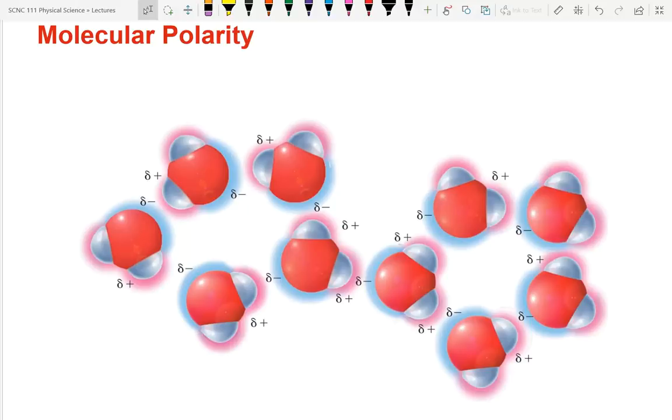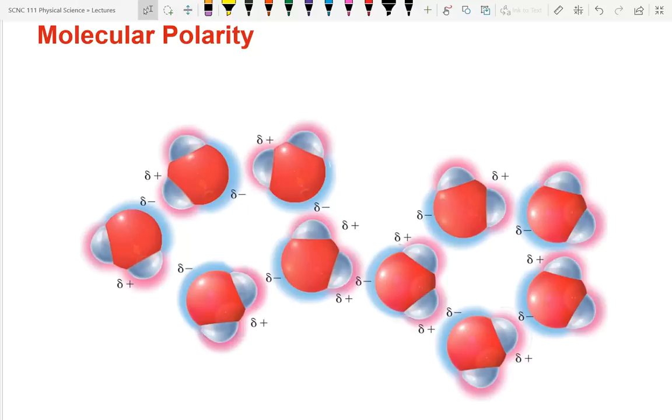They're free to move about so they can rotate. If my fingertips are negative and my palm is positive, they're going to go like this, so that the positive is attracted to the negative. Now, this is not a bond between atoms. This is a bond between molecules.